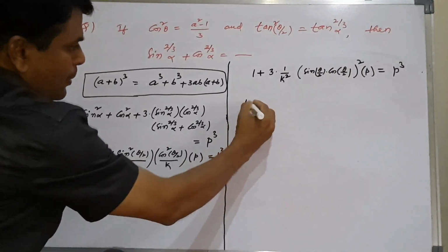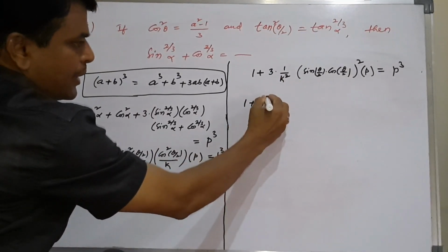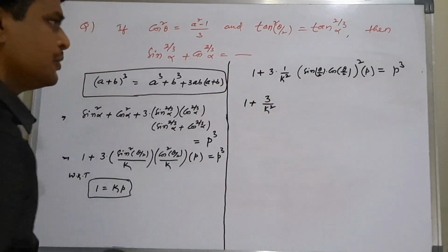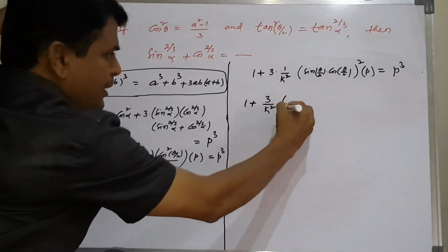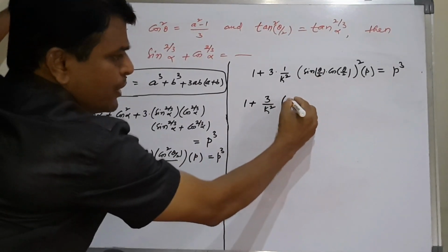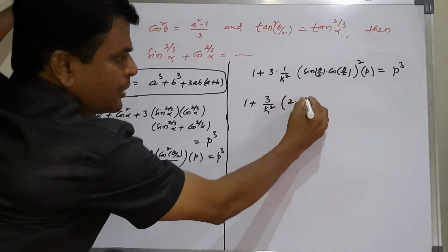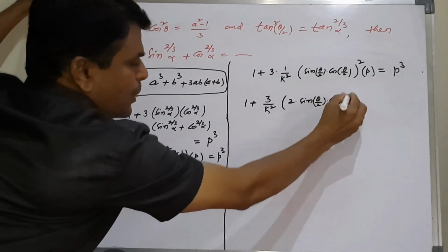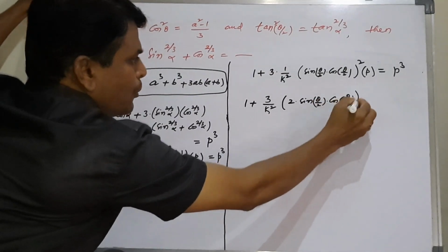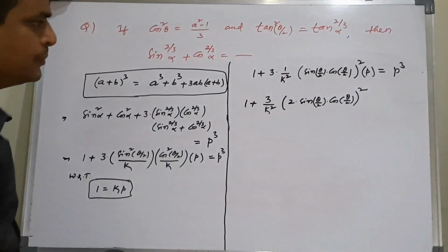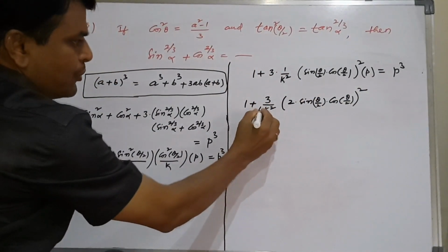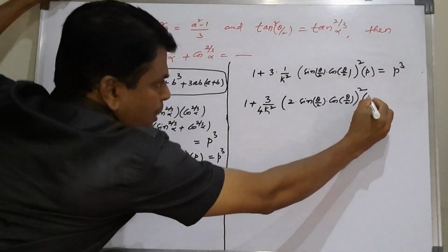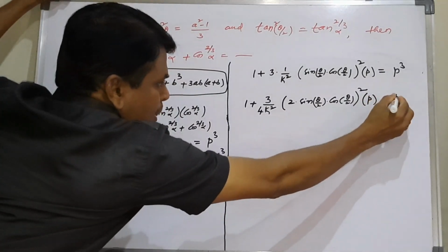Now, in the next step, I can write 3 by k square. Inside this bracket I am multiplying by 2, and I am also dividing by 2, so that 2 sin theta by 2 into cos theta by 2 whole square means 4 is multiplied here. So 4 with 4 we need to divide. The value should not change. So into p is equal to p cube, I can say.